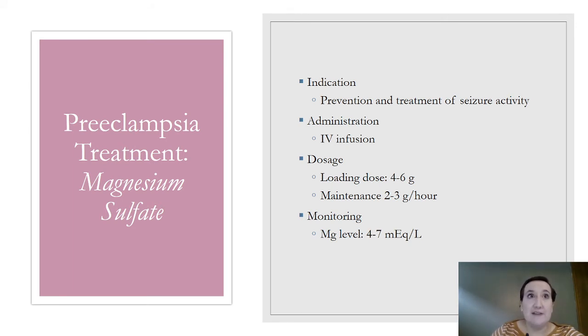It is given IV. Now mag, you've got a loading dose of 4 to 6 grams and a maintenance rate of 2 to 3 grams per hour. It is not unusual for patients to come back from labor with mag running. It is also not unusual for patients to be held on the labor and delivery unit to have mag running in the antepartum period. So these are definitely indications for hospitalization. So what is a therapeutic mag level? It's between 4 and 7 milliequivalents.